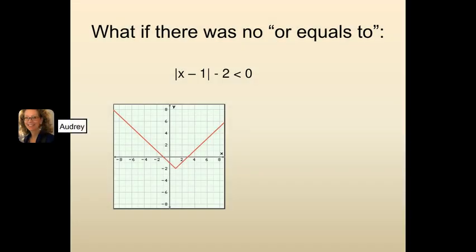So far, all the examples you've seen have had that or equals to in it. How would things be different if there was no or equals to? Well, you've probably already noticed that all that changes is that the brackets are exclusive instead of inclusive. As far as whether we look above or below, it's exactly the same. Less than 0 means look below.